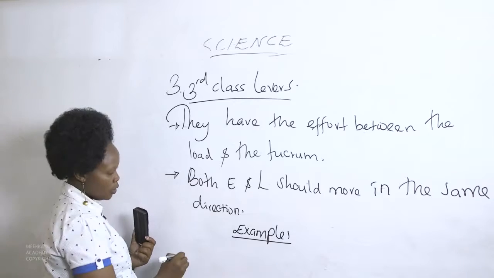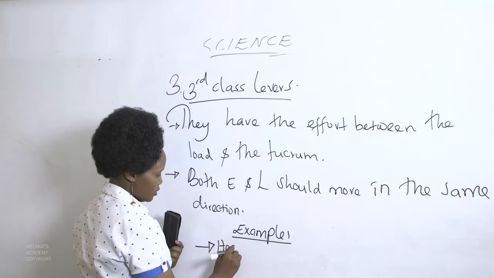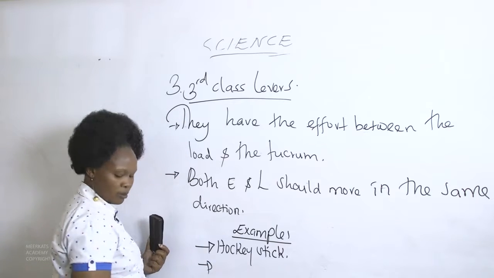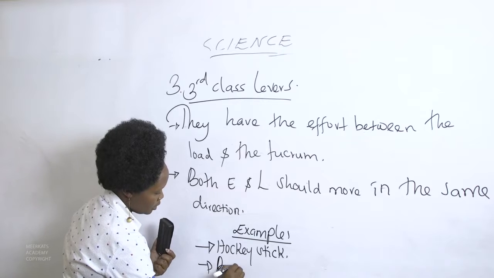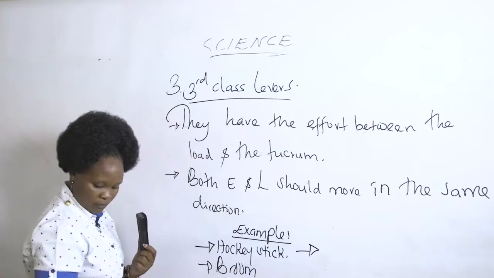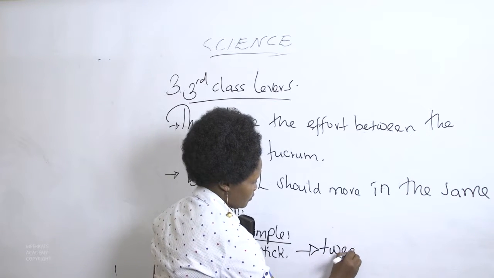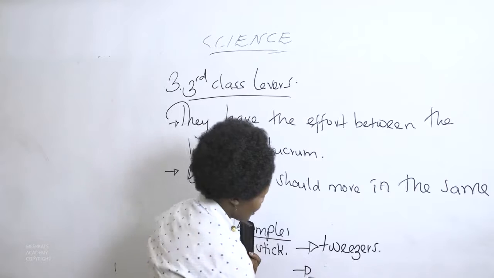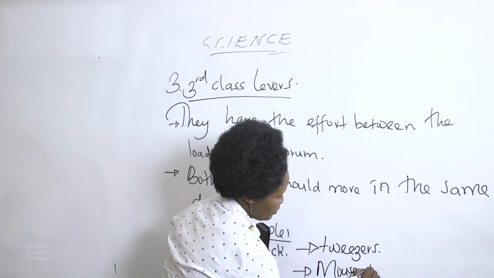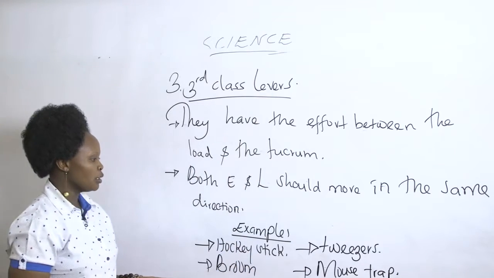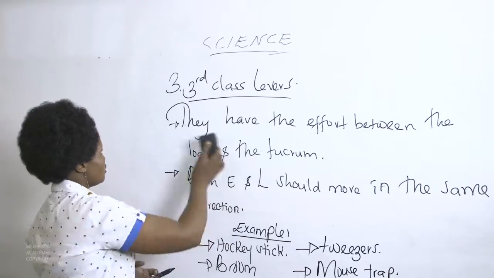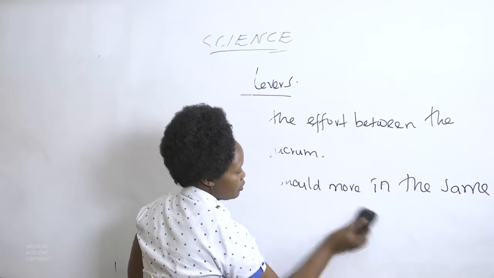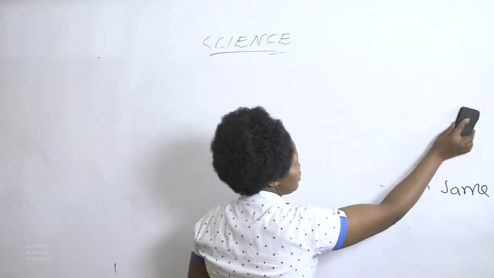You can give the example of a hockey stick. Another one is a broom. We can also have tweezers, and we can have a mouse trap. These are some of the machines that fall in this category. Now let us draw a diagram to show how these levers look.